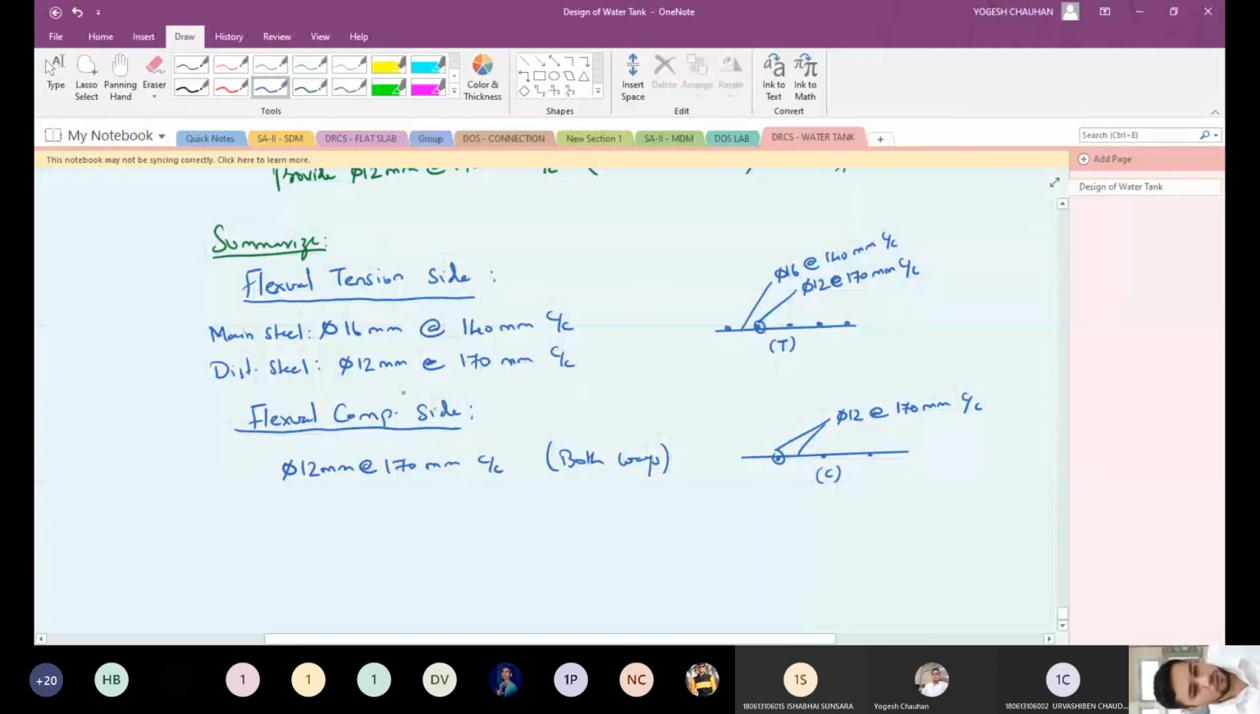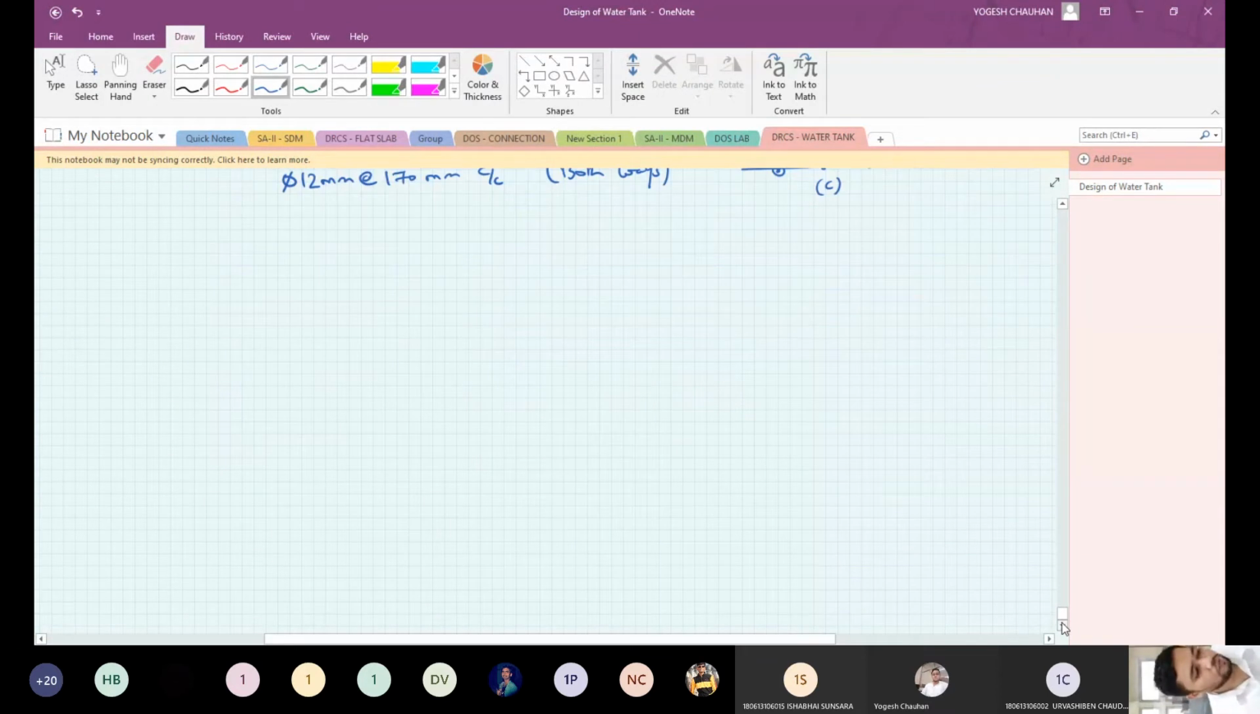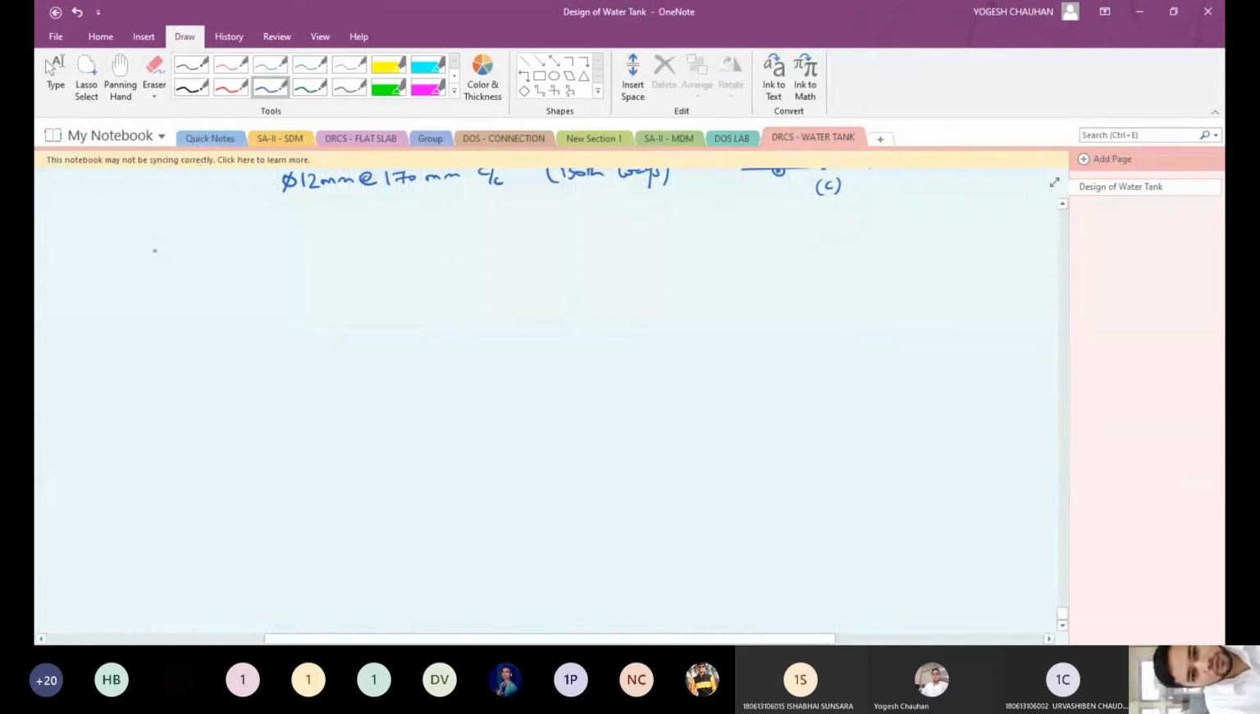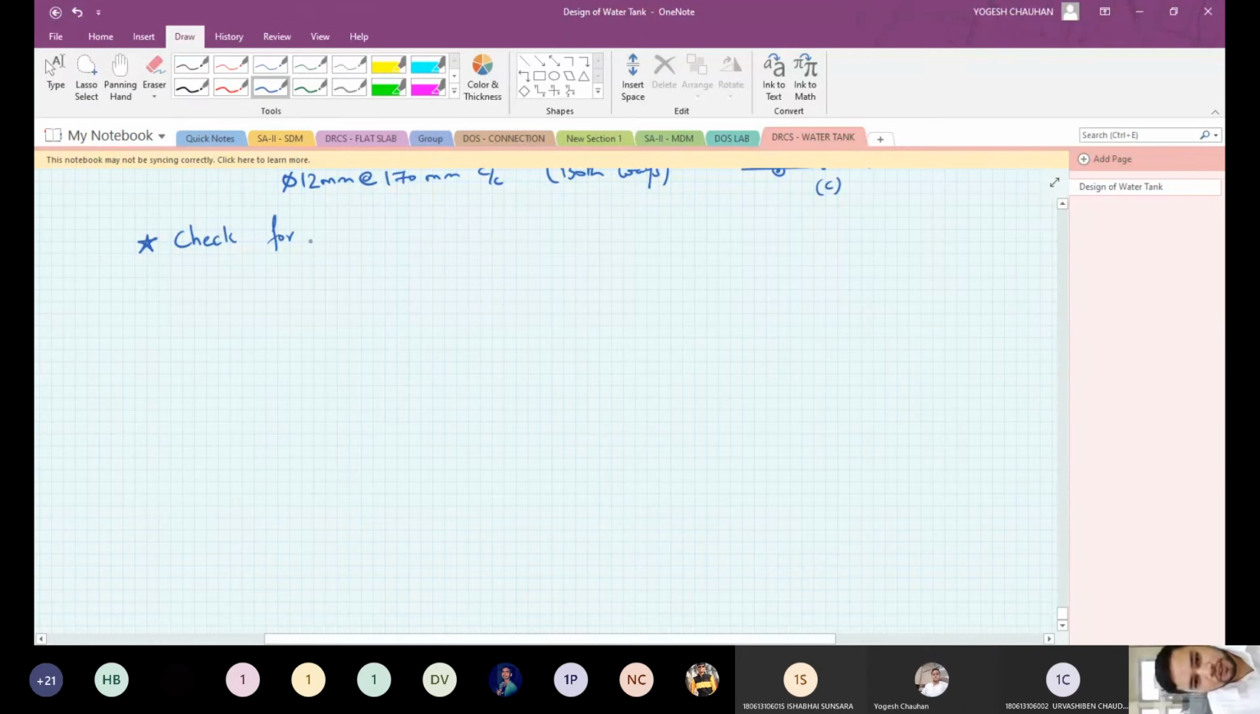So now let us check for the uncracked condition. This was for the cracked condition, whatever steel we have provided. Now for the uncracked condition, we first have to find the neutral axis.